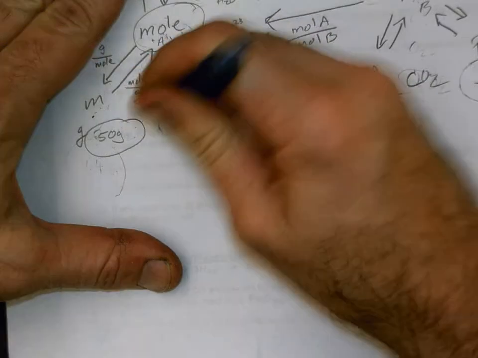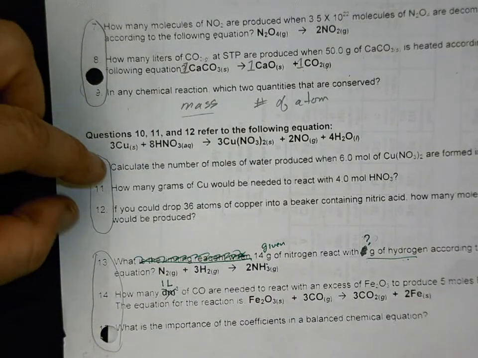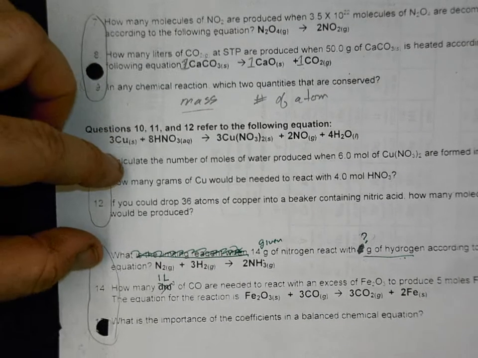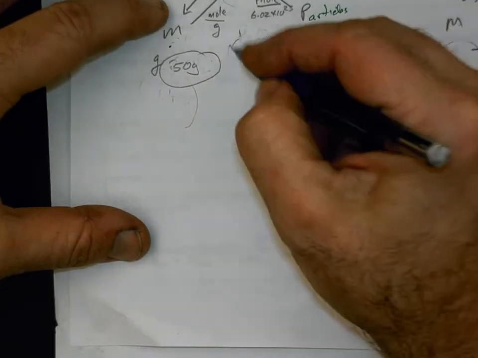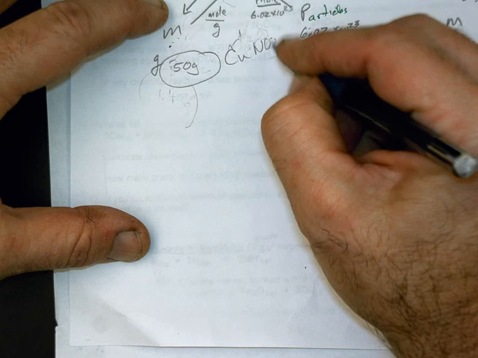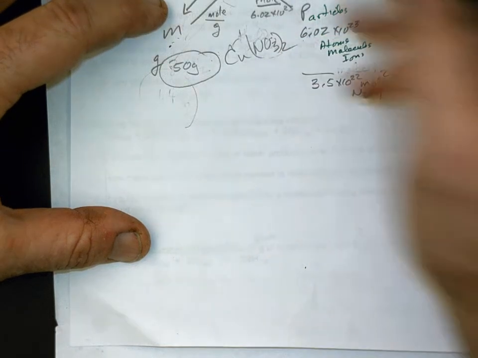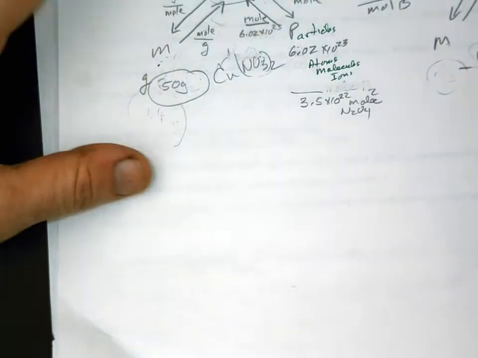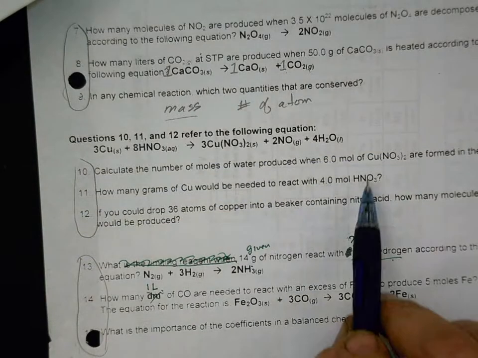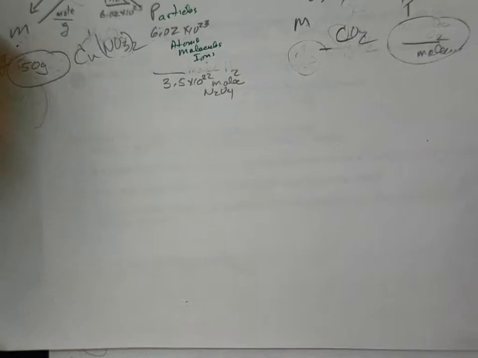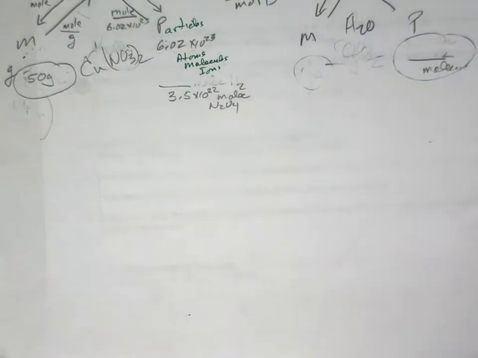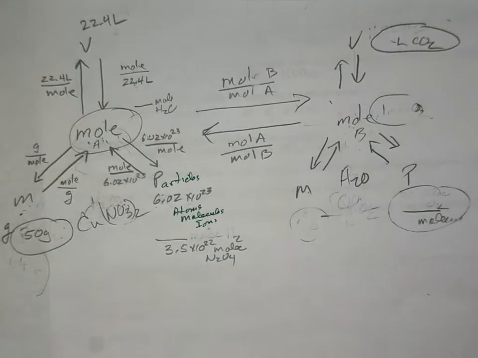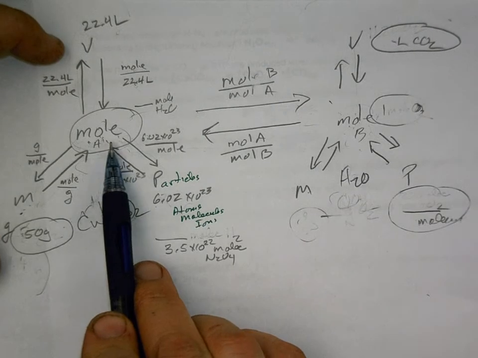I'm going to call what I'm given mole A, and we're looking for mole B. We're given moles of copper nitrate, so I'm going to call this side copper nitrate. We're given 6 moles. So we're starting up here at moles, and in this problem we want to find how many moles of water are produced in this reaction. So I'm going to say that moles of B are H2O. So we're starting here with moles of copper nitrate.